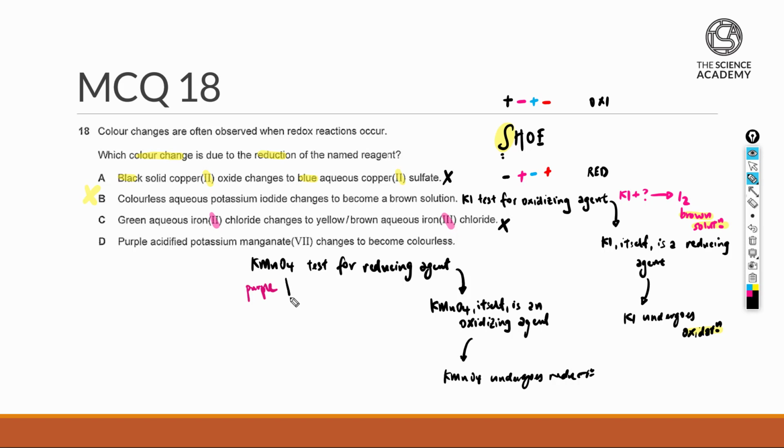This is based off KMnO4 forming Mn2+, although the equation is not really something that you should be aware of. So if there's a color change, as you can see, it became colorless, so that must have been it testing for a reducing agent because it has undergone reduction. So D is the answer for question 18.